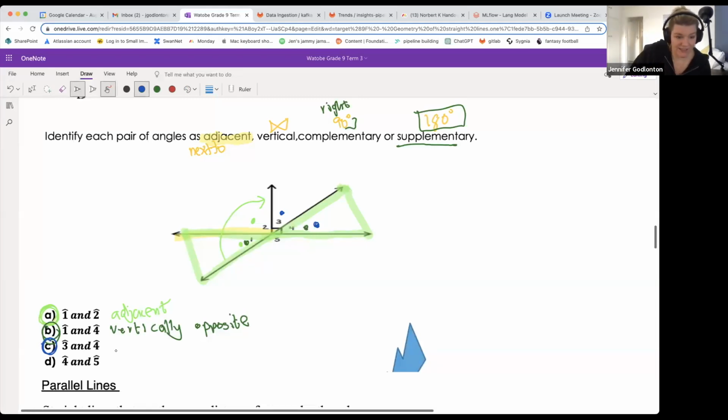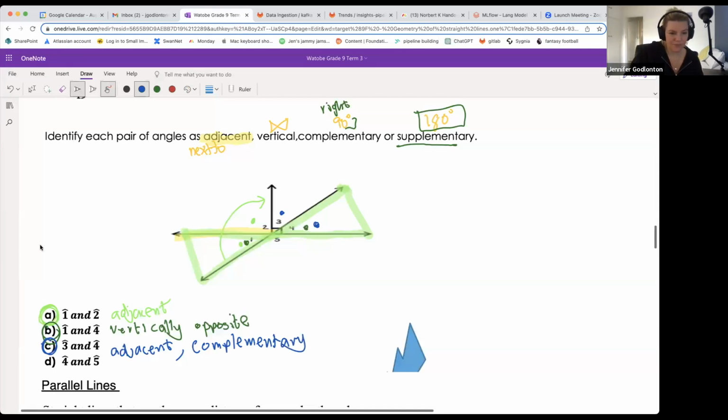Absolutely, they are adjacent. I like it. They are adjacent. What else are they? Oliver, can you help me? What else are these two angles? Ma'am, it's complementary. Yes, beautiful. They are complementary angles. 100%.